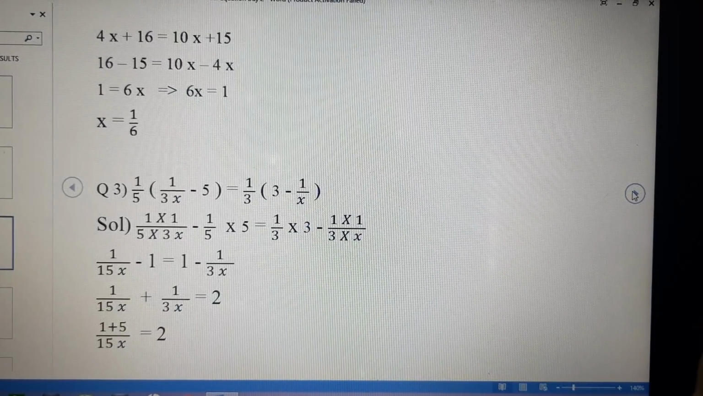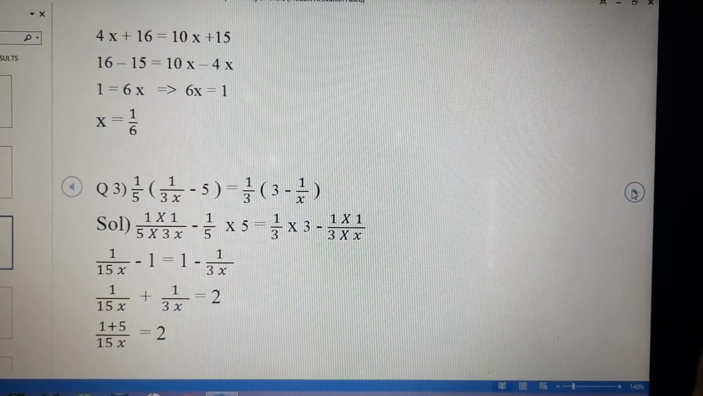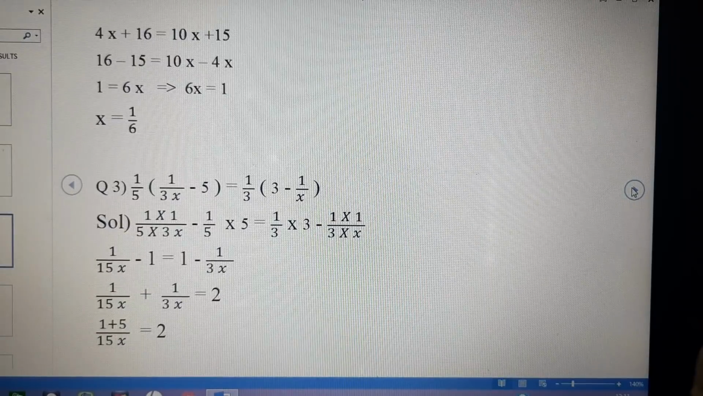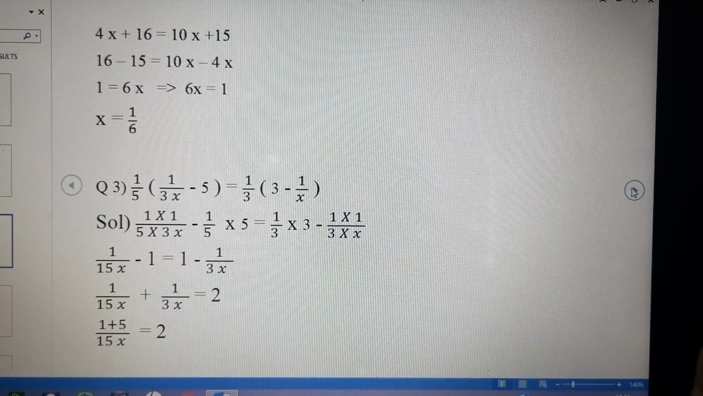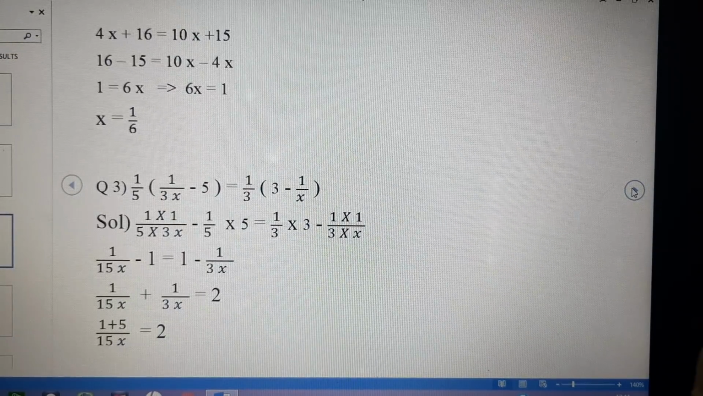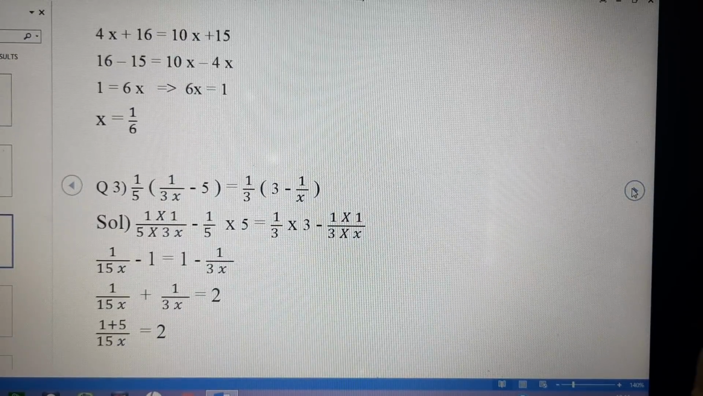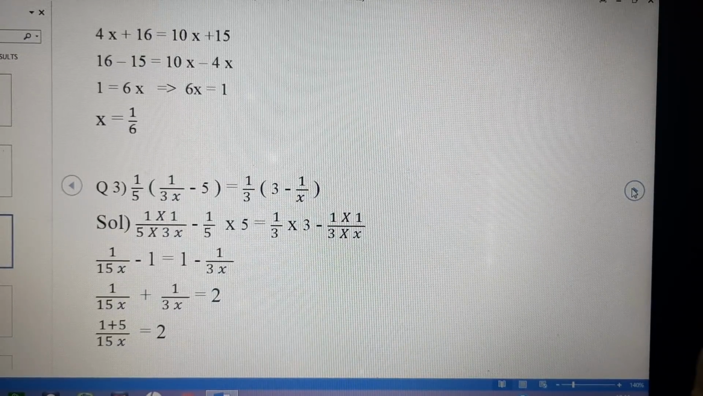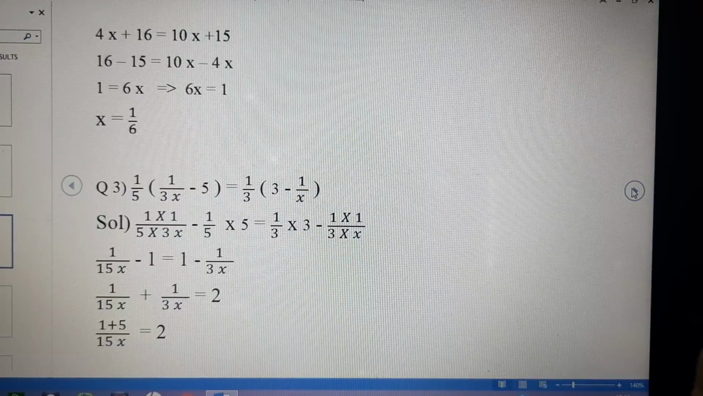Question number 3. See, we have bracket also and fraction also. So we'll go first of all, because we have the bracket, we need to solve the bracket, and inside the bracket what we have? Fraction. So we need to take the LCM first of all. Are you getting it? You can do that way, or the other method I have used.